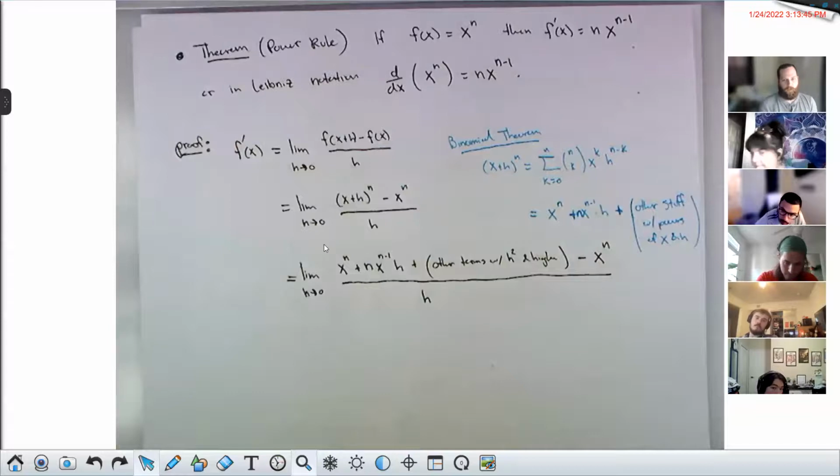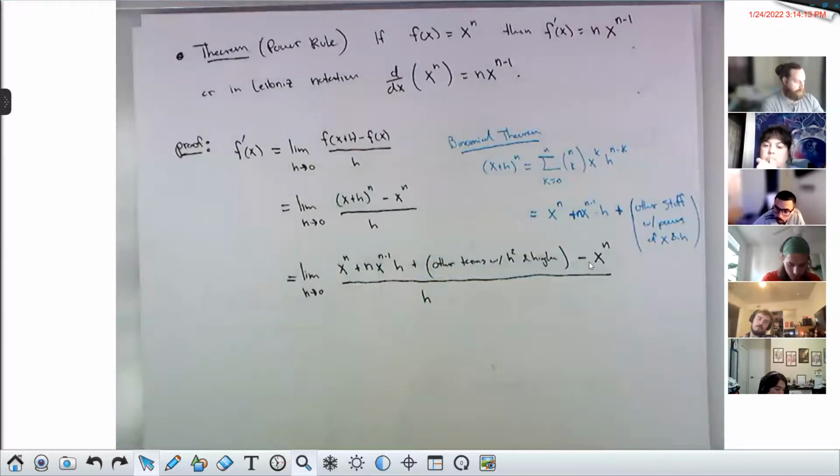So the idea is that the power of x goes down by 1 every term in this expansion, and the power of h comes up by 1 every term in this expansion. So if you were to FOIL this out, if this was like x plus h to the 5, the first term would be x to the 5. The second term would be 5x to the 4 times h. And then the other terms after that would have higher powers of h and smaller powers of x.